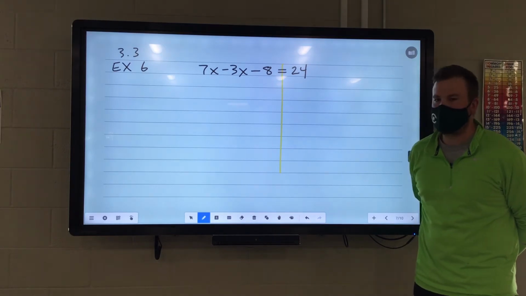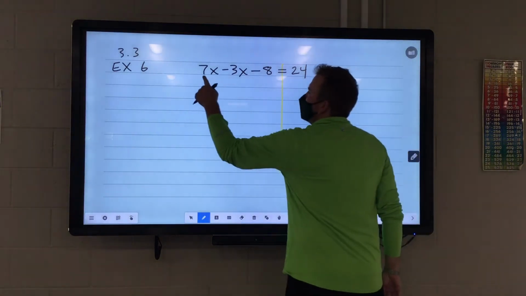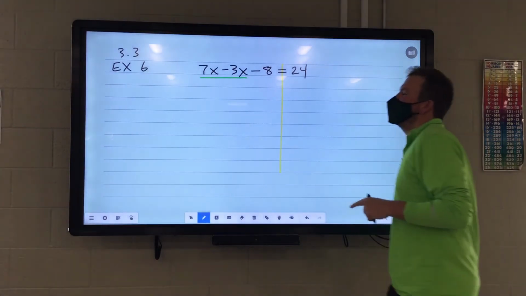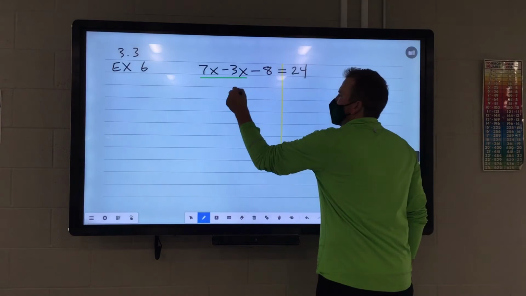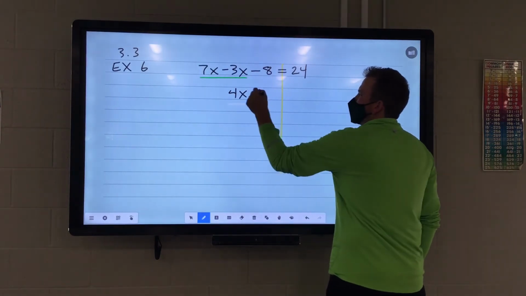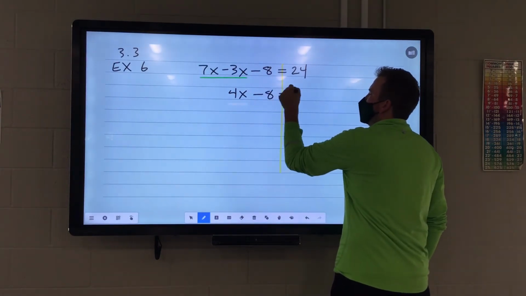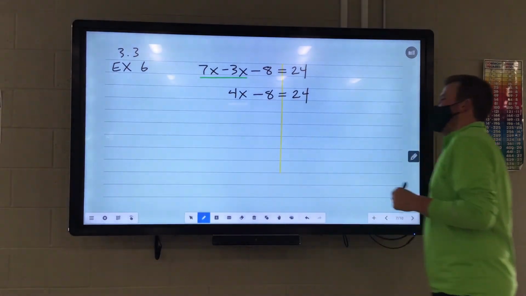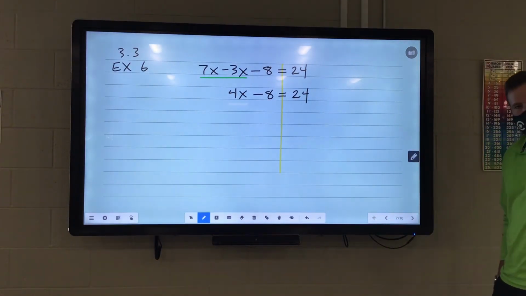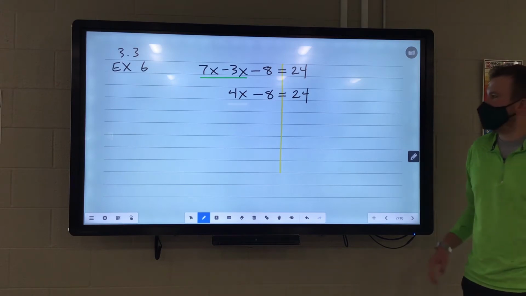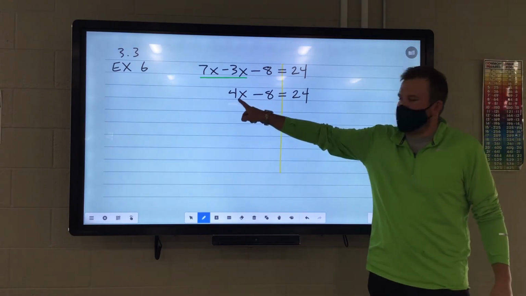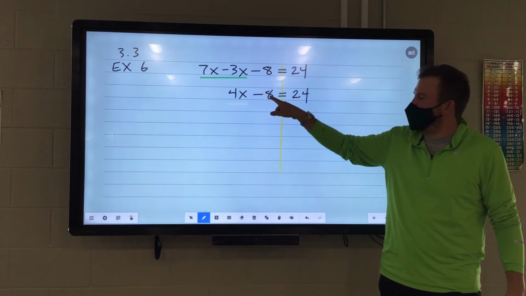So the first thing I'm going to want to do here is combine the like terms of 7x and negative 3x. Now 7x minus 3x gives me 4x. So I rewrite my equation. And now this looks a lot like the question we had in the previous example. Why is x not alone on the left side of the equation? Well, it's being multiplied by 4, and we are subtracting 8.